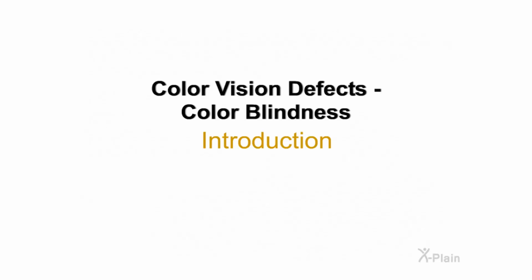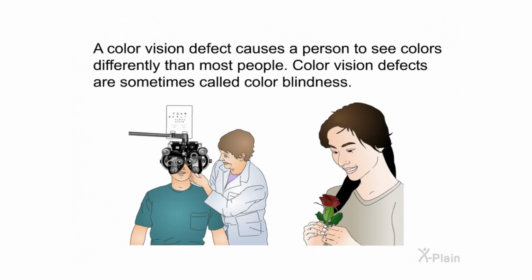Color vision defects. Color blindness. Introduction. A color vision defect causes a person to see colors differently than most people. Color vision defects are sometimes called color blindness.